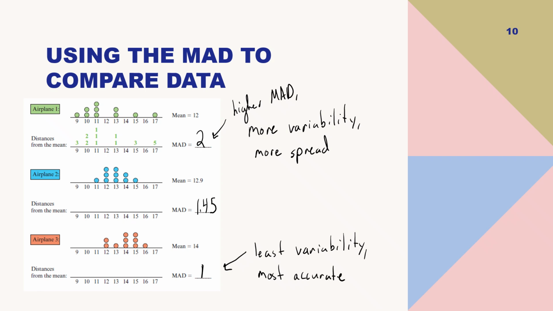Now, this image also shows a way that if you're given a dot plot to find the MAD, since I know the mean, I can just write down how far each of these is from the mean, as you can see in the first one here.